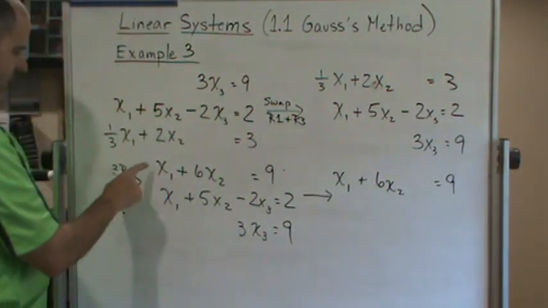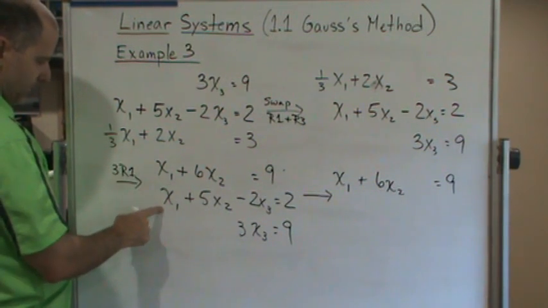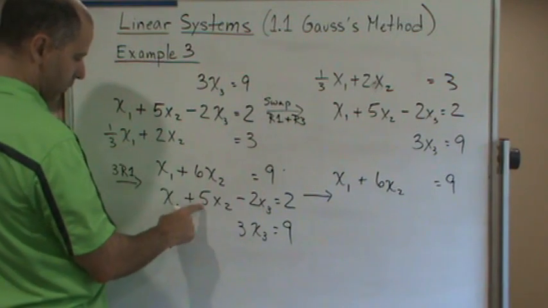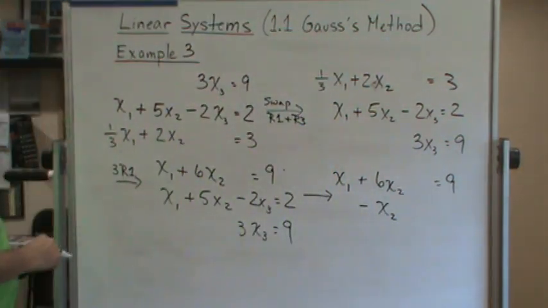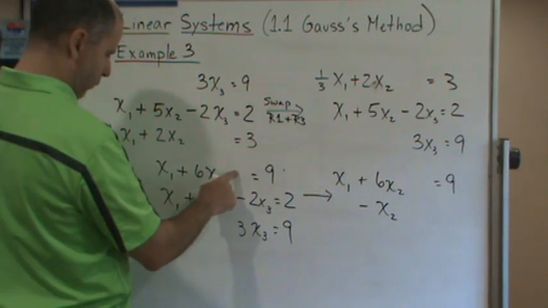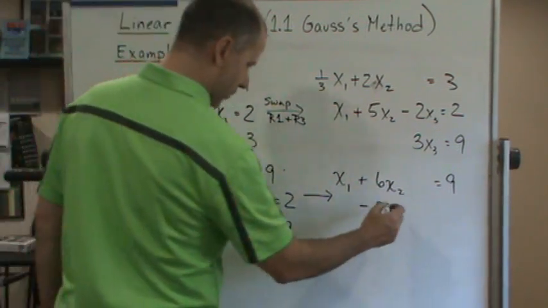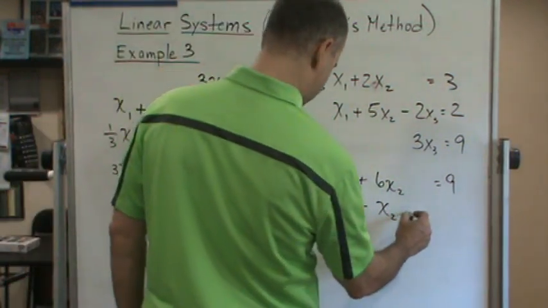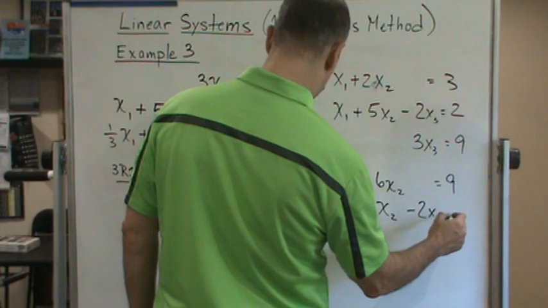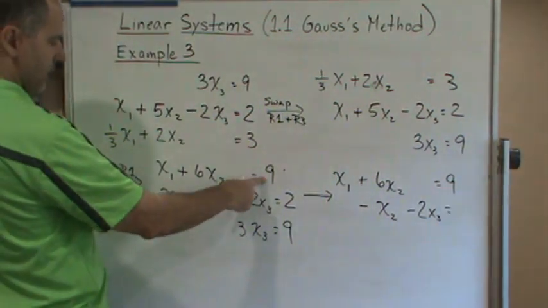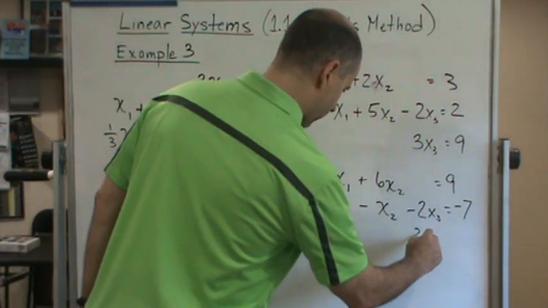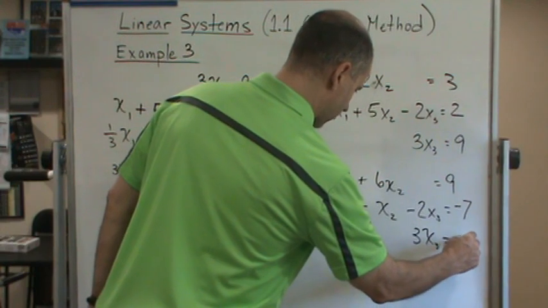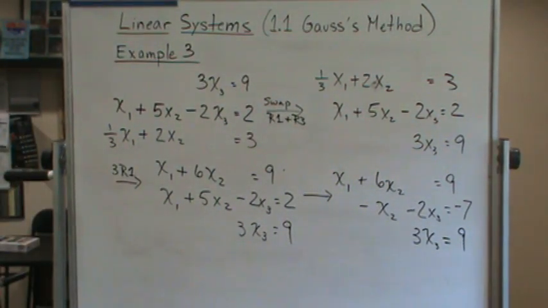And so now what happens if I take negative this and add to this? Negative 1 plus 1 is 0, so that's going to go away. Negative 6 plus 5 is negative 1, so I'm going to get minus x2. Then negative 1 times 0 is 0, plus negative 2 is still negative 2, so this becomes minus 2x3. And negative 1 times 9 is negative 9, plus 2 is negative 7. So I'm going to get a negative 7 here. And then I'm just going to rewrite the third row, 3x3 equals 9. Okay, so far so good.